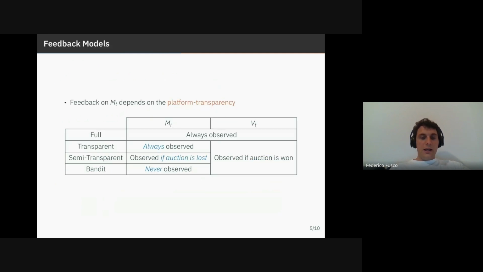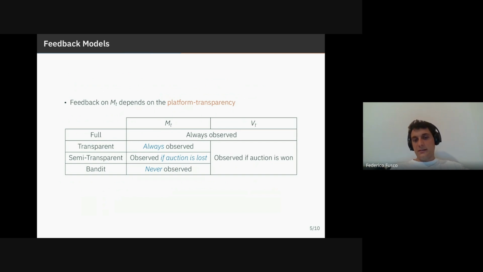Okay, now let's see what are the feedback models that are natural in this repeated first price auction setting. So we have two quantities that the learner is interested in receiving as feedback: Mt, the competition, and Vt, that is the value of the item. Now we introduce a benchmark feedback model. This is the full feedback model, where at the end of each auction, both Mt and Vt are always revealed. But this is definitely not natural.